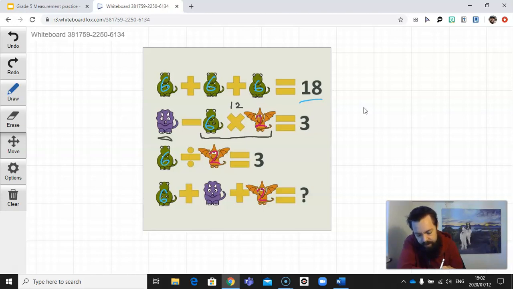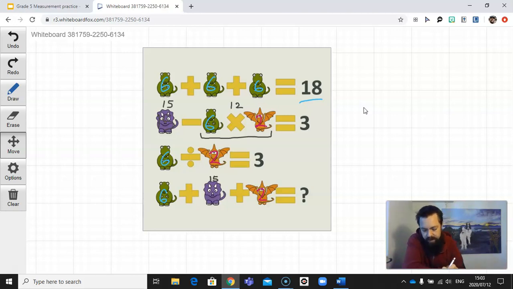So if I work backwards and add 3 to that, I can find that my purple dinosaur is 15. And let's just check that. 15 minus 12 equals 3. Okay, good. So now I know that my purple dinosaur is worth 15. I'm going to write it above the dinosaur.